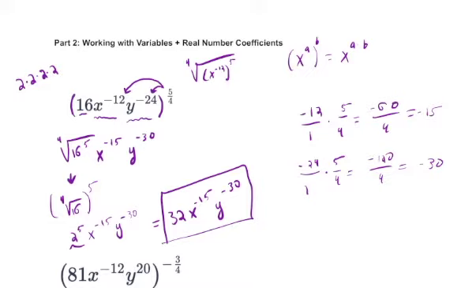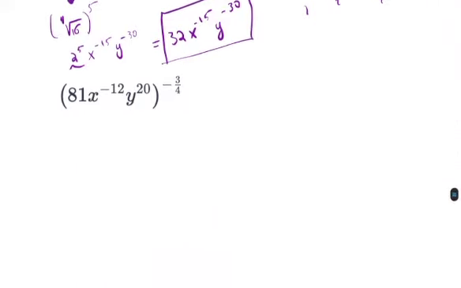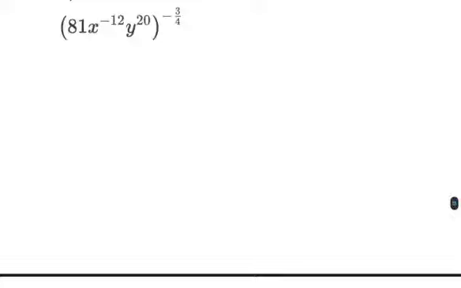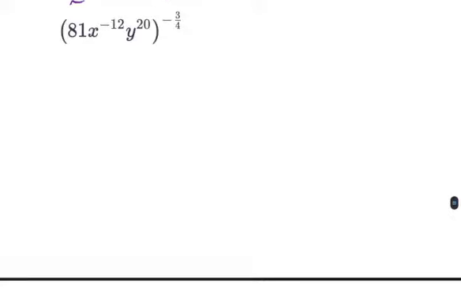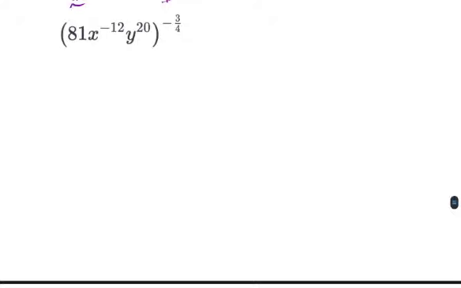Let's do one more, and then that'll be it for this video. So if that was really tricky to you, make sure you're following along with this last one. All right, if we have 81 to the negative 12th times y to the 20th, all right, this is in parenthesis. And so we're going to have three things happen. This negative 3/4 is going to apply to all of these things at once.